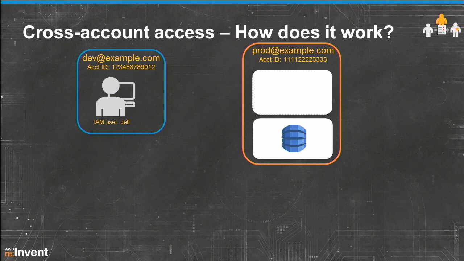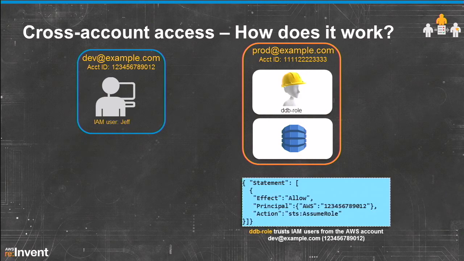Got two accounts, prod and dev. I've got a user dev in the dev account that needs access to the DynamoDB table that exists in the prod account. I need to create a role, let's call it a DDB role, and there's two policies that need to be assigned. There's the trust policy, basically specifying who do I trust, who do I actually want to establish a relationship with in order for them to get access to something within my account.